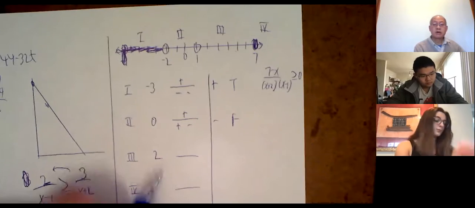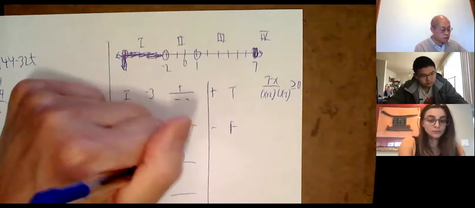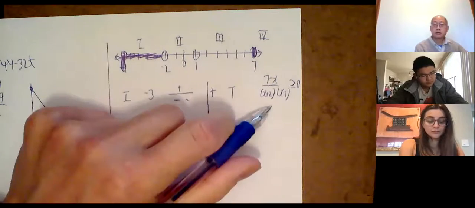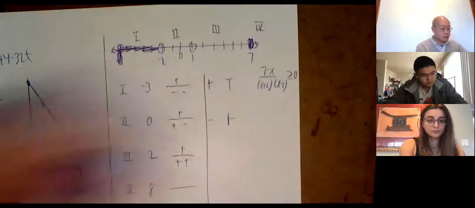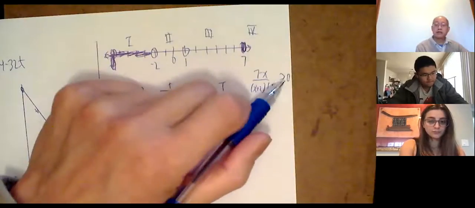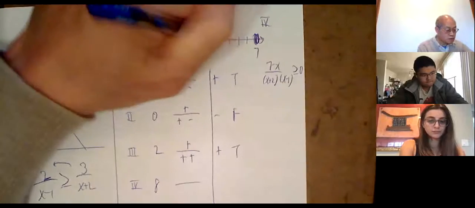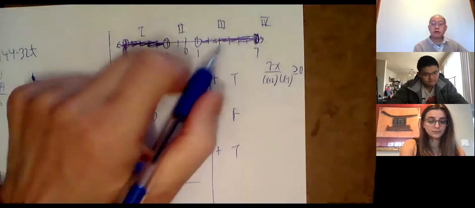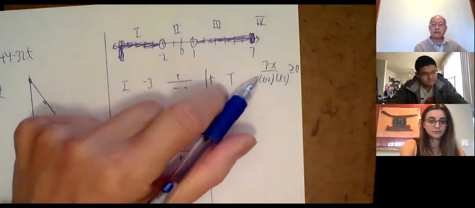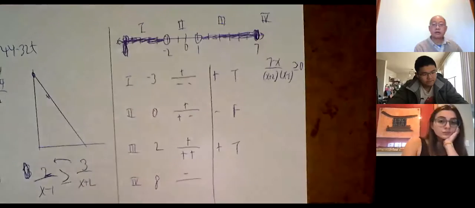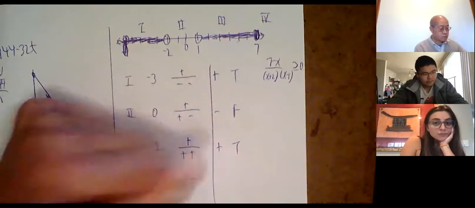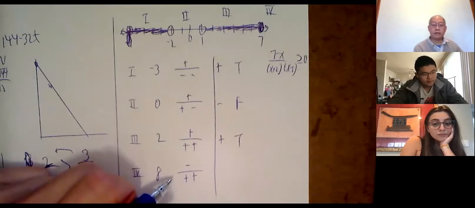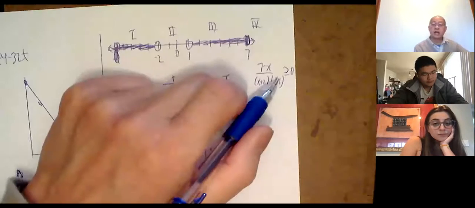Region 3, 2. 7 minus 2, positive. 2 plus 2, positive. 2 minus 1, positive. Everything's positive, so positive. Positive greater than or equal to 0, that's true. Region 4, 8. 7 minus 8, negative. 8 plus 2, positive. 8 minus 1, positive. So there's one negative, that makes the whole thing negative. Is a negative greater than or equal to 0?